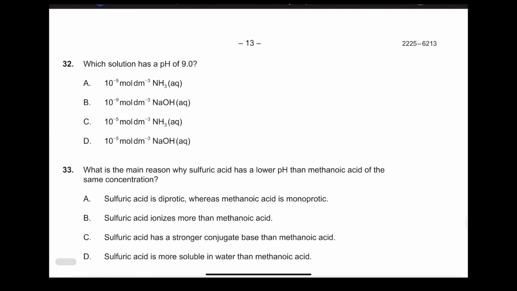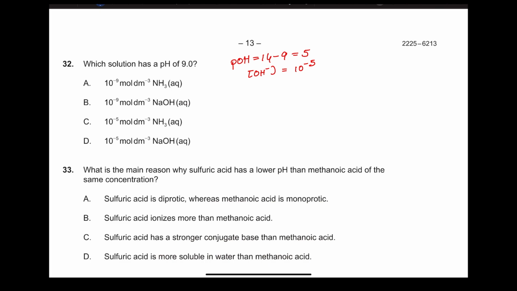Yes. Next, which solution has a pH of 9? So pH is 9, so pOH will be 14 minus pH, so 14 minus 9, this is 5. So OH minus ion concentration would be 10 to the power of minus pOH, that is 10 to the power of minus 5. So we have to ensure that the OH minus concentration is 10 to the power minus 5, right?